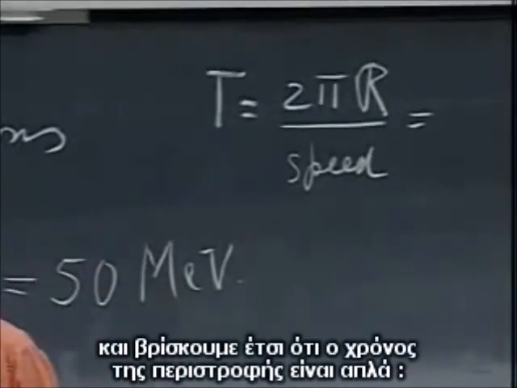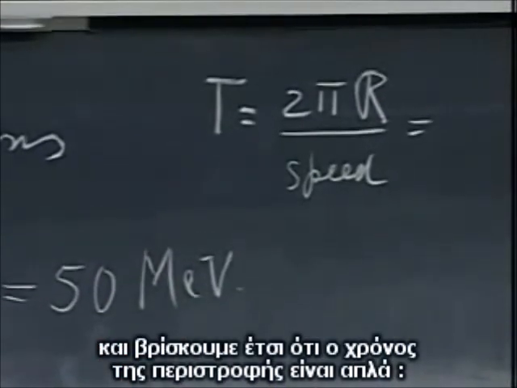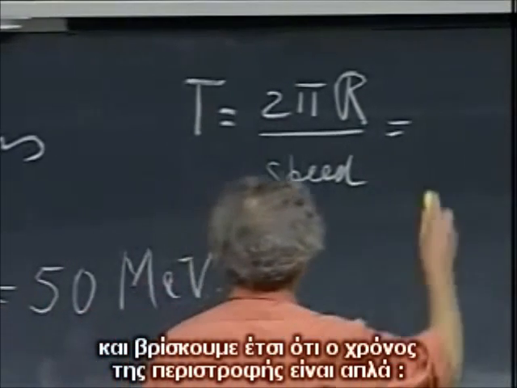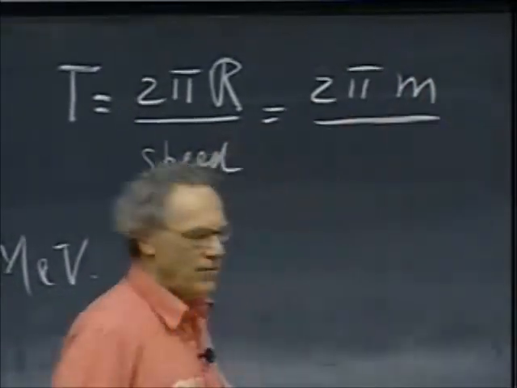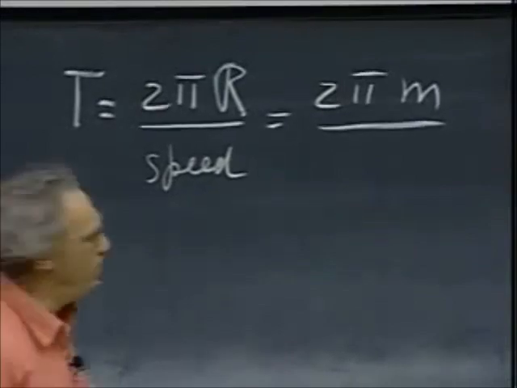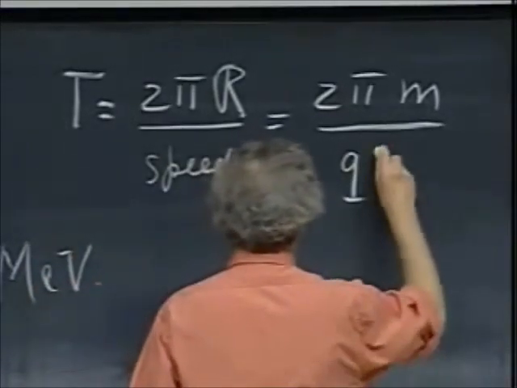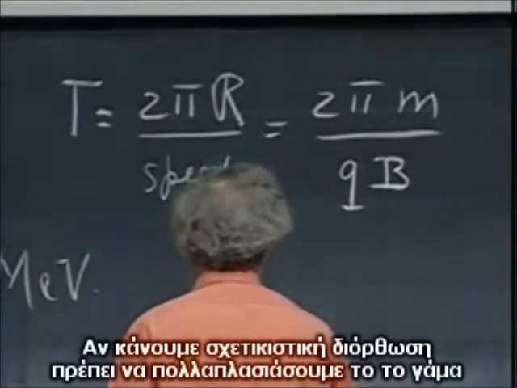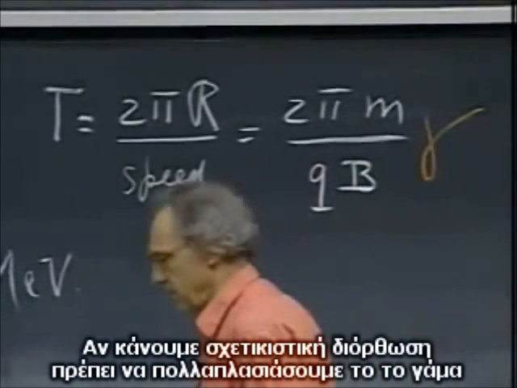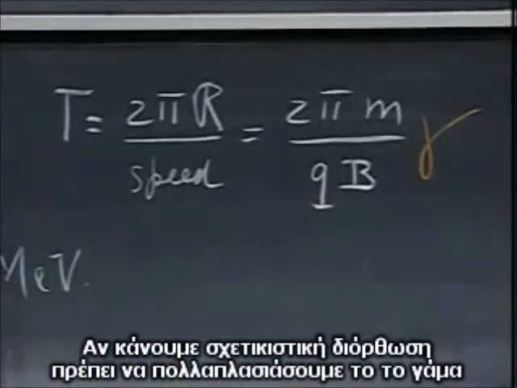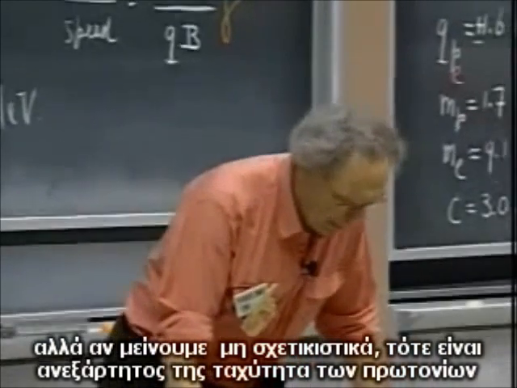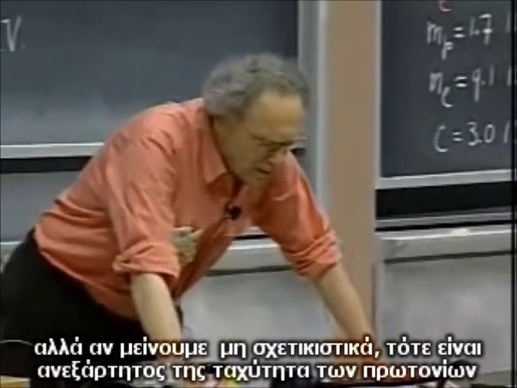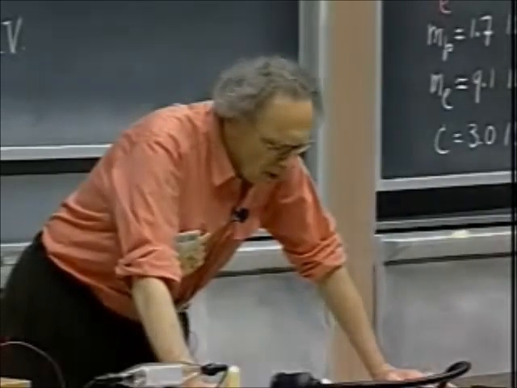because r itself is linearly proportional with the speed, and so that cancels. And so you'll find now that the time to go around is simply 2 pi times the mass of that particle divided by qB. And if you correct relativistically, then you have to multiply by gamma. But if you stay non-relativistic, then it's independent of the speed of the protons.